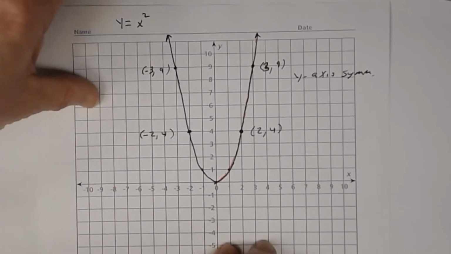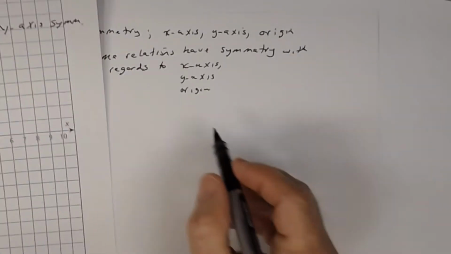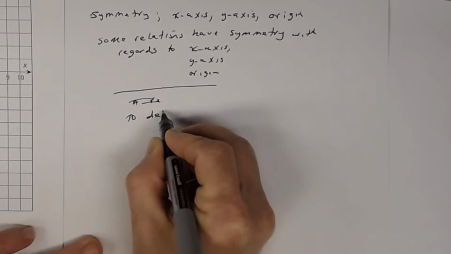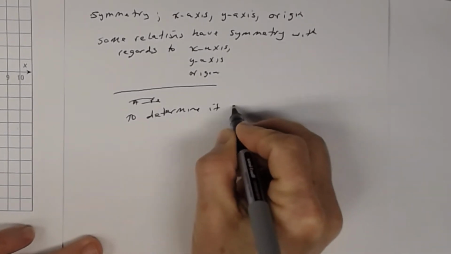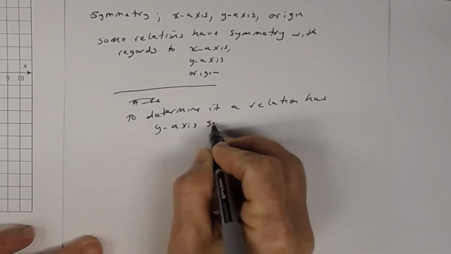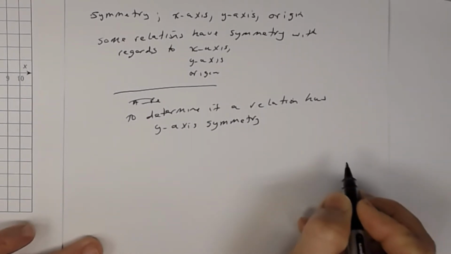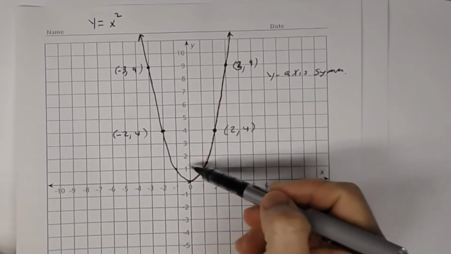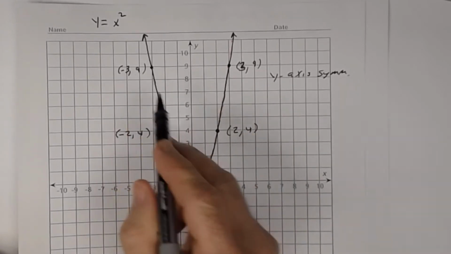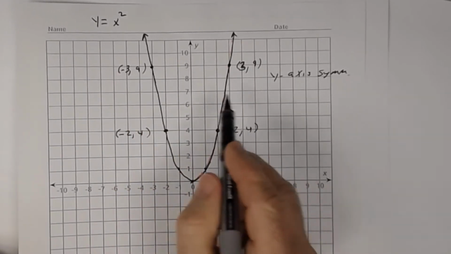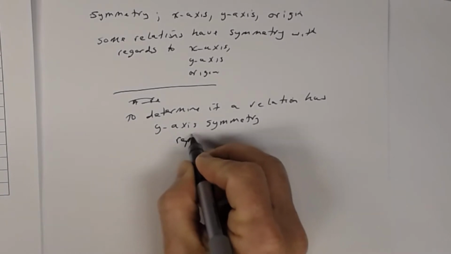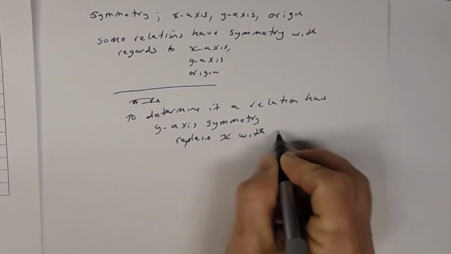All right, so here is what that means. Listen to what I'm about to tell you. To determine if a relation has y-axis symmetry, notice the x-coordinate: 2, -2, 3, -3. The y-coordinate stays the same while the x-coordinate changes. So if you want to determine if a relation has y-axis symmetry, replace x with -x.